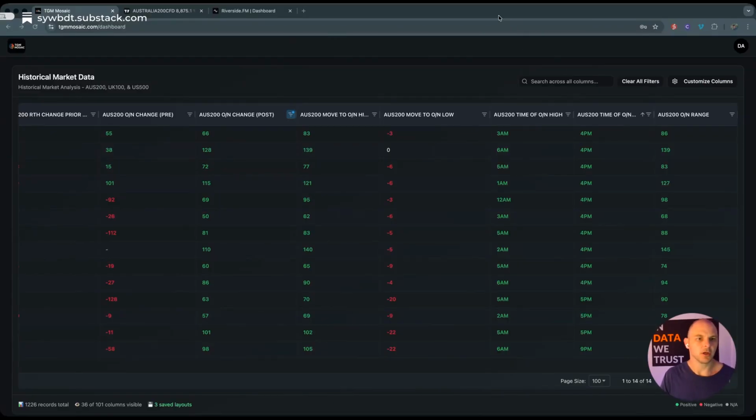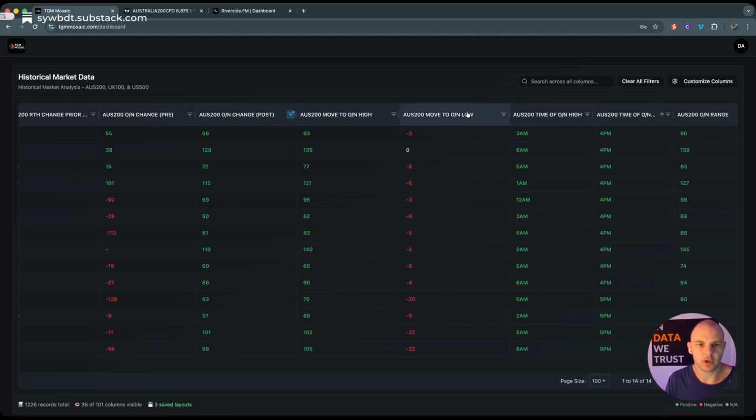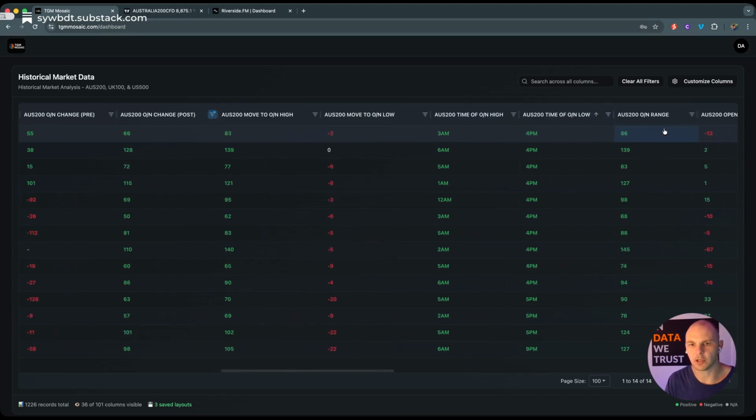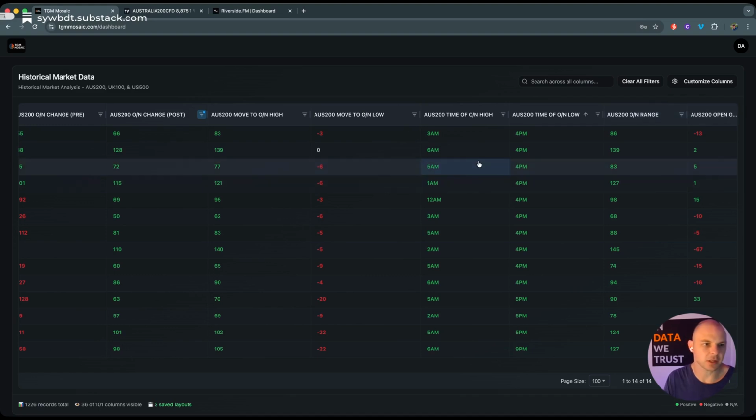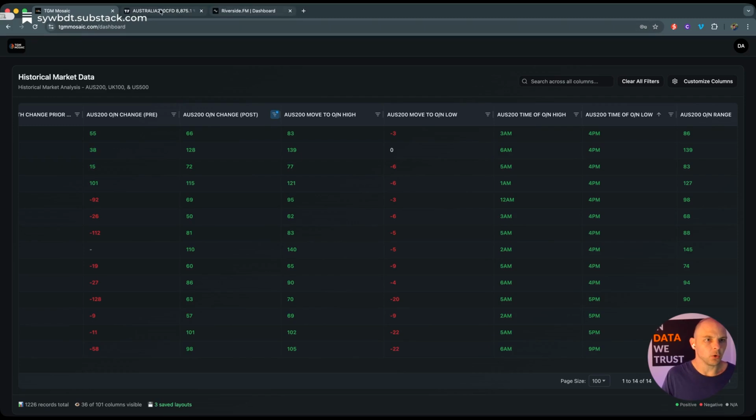Guys, let's focus on the overnight moves in Mosaic. Okay, so we've got the Aussie 200 overnight change pre, Aussie 200 overnight change post, overnight Aussie 200 move to overnight high, Aussie 200 move to overnight low, Aussie 200 time of overnight high, and Aussie 200 time of overnight low, and the overnight range. So let's do a quick definition of what all of these are.